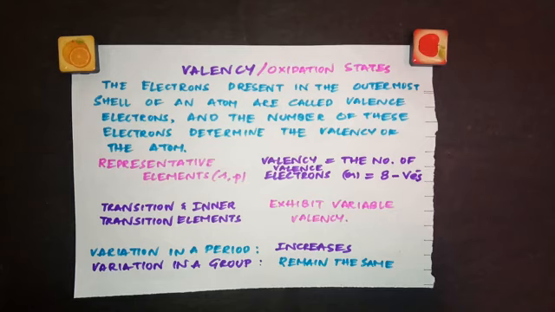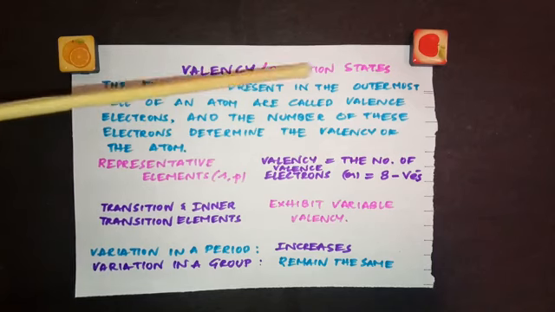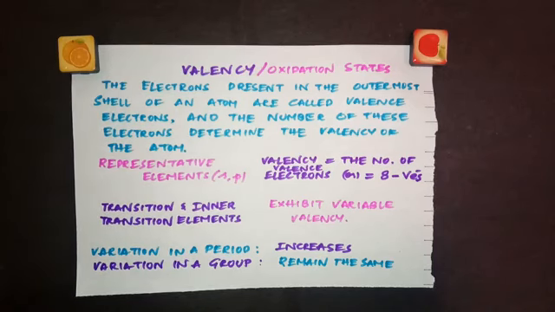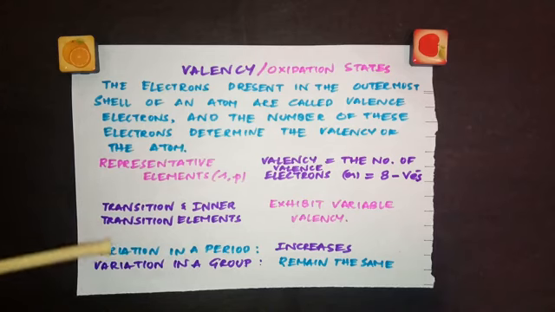So when you are taking a valency, remember it is also called oxidation states. Nowadays we prefer using the term oxidation state instead of valency. So when you take this valency and see its trend along the period and the group, along the period valency keeps on increasing. So it increases from 1 to 8. As I told you, the valency will be equal to the number of electrons in the outermost shell, or 8 minus the number of electrons in the valence shell. So it goes on increasing along the period.